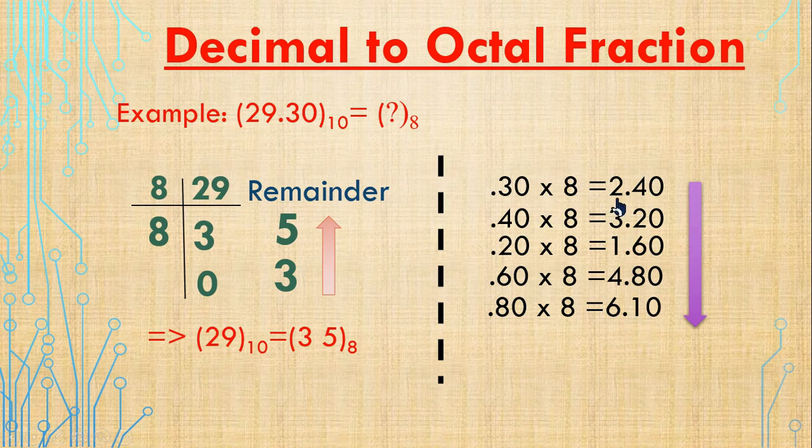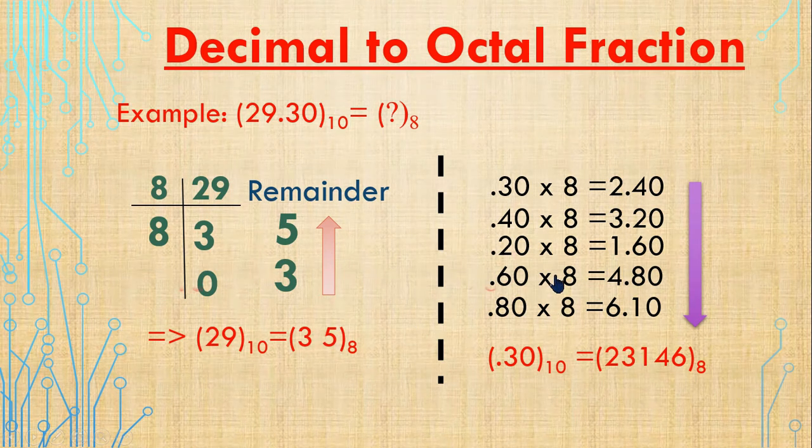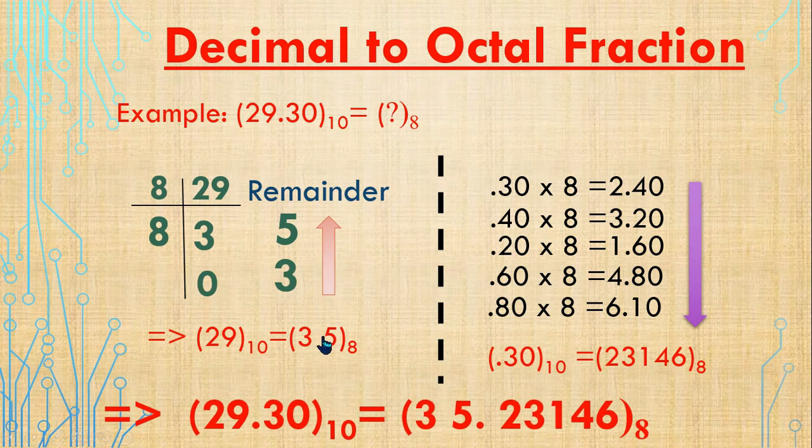So we will get 23146, all that in base 8. And then if we combine now the results, this results here with these results here, you will get 35.23146, all that in base 8. Therefore we have successfully converted a fraction which is in base 10 to base 8.